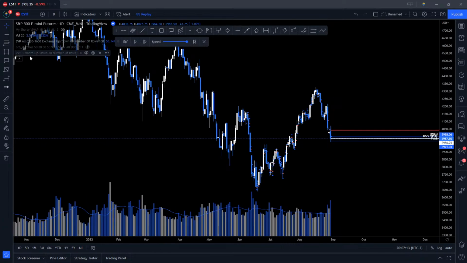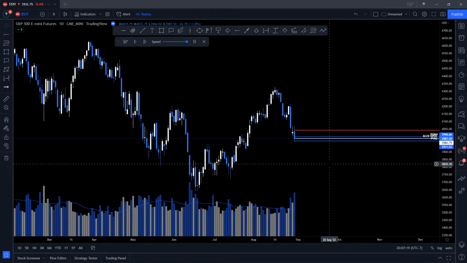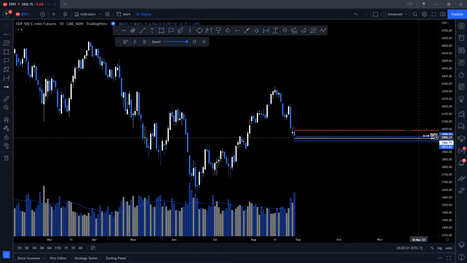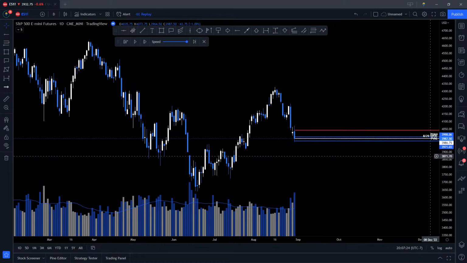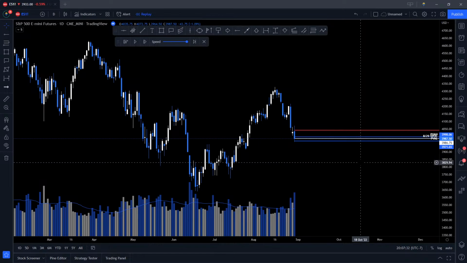Let me just turn off some stuff. I don't need this right now, just to help make the chart look cleaner. We're trading right in this range here. I know futures dumped, so we're at 39.32 right now. So it's actually down here.